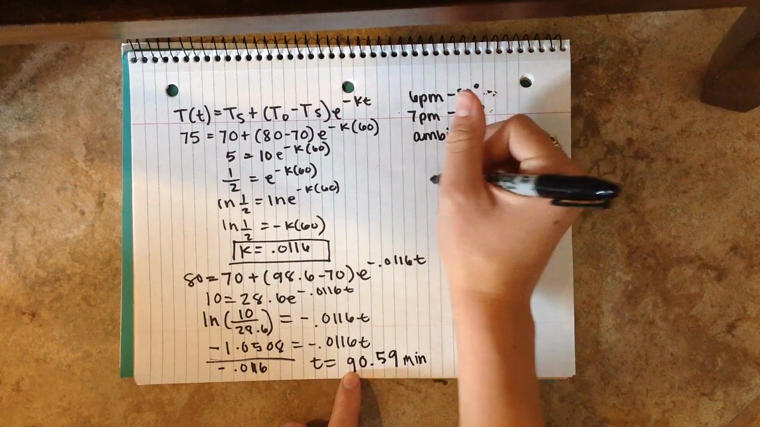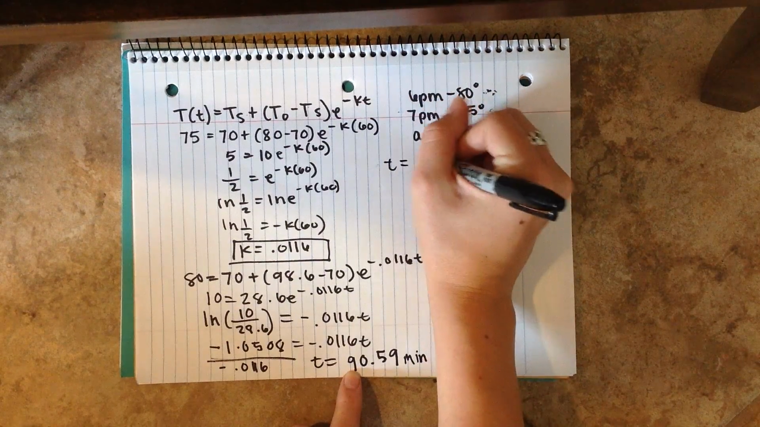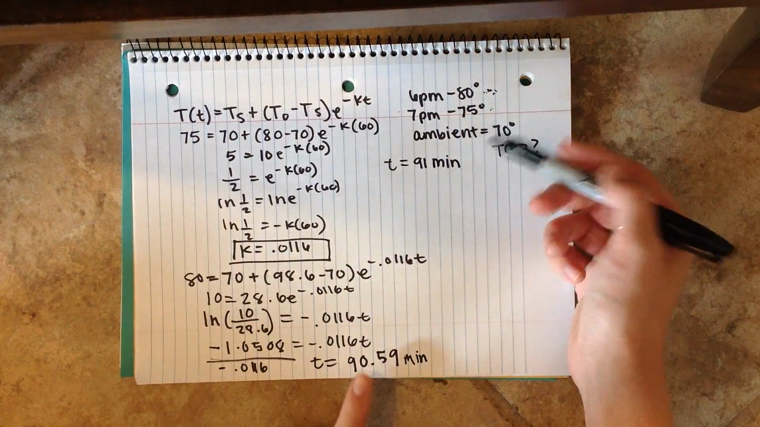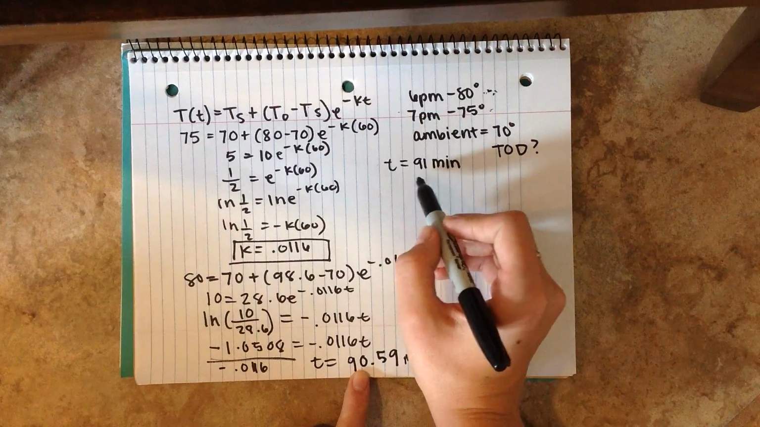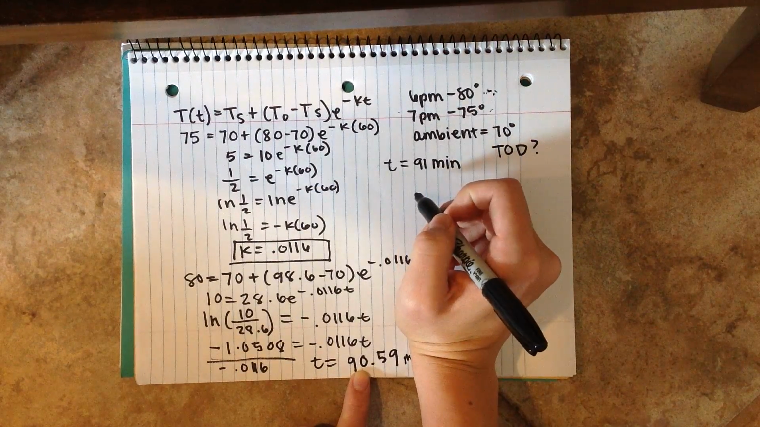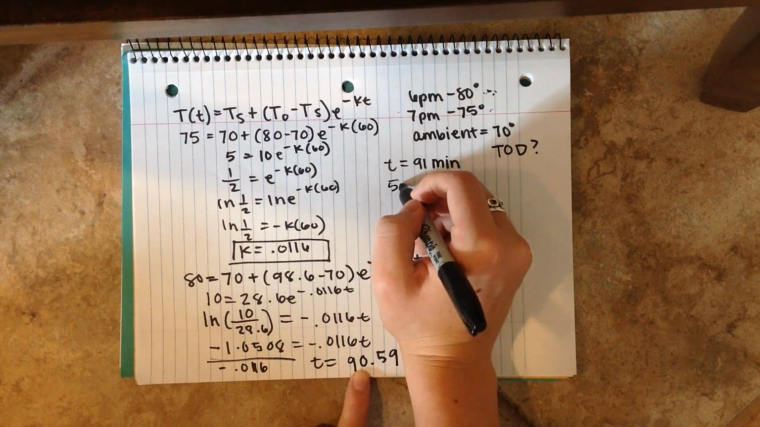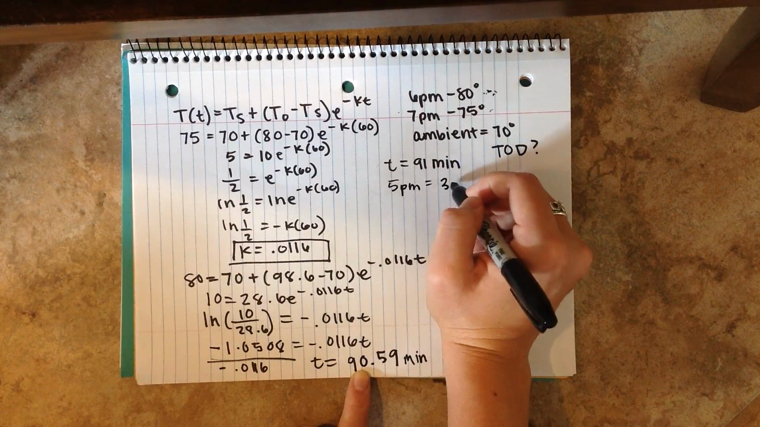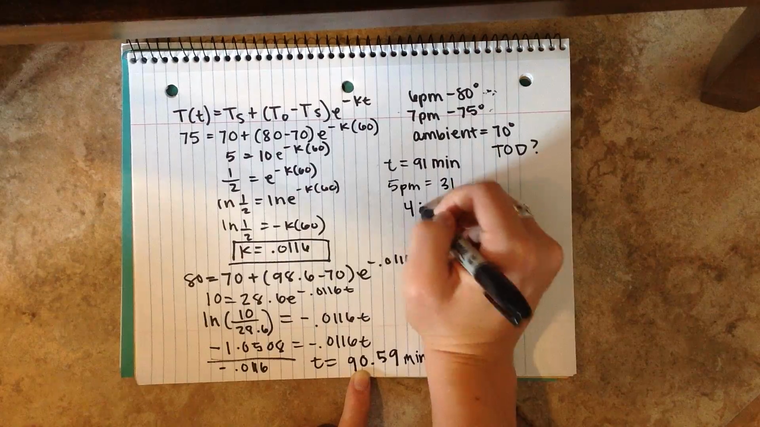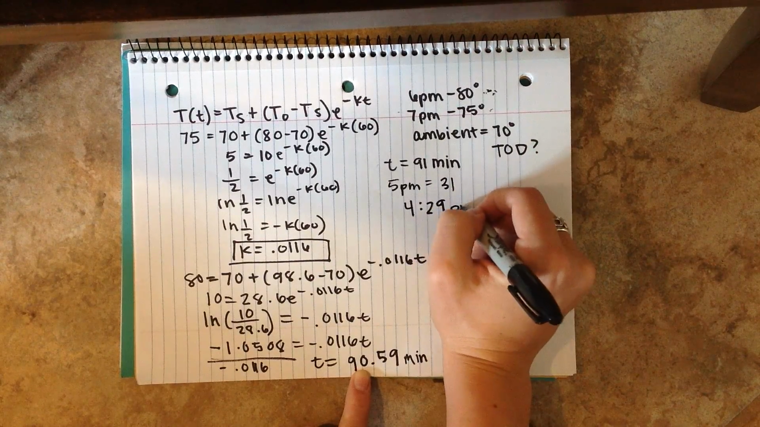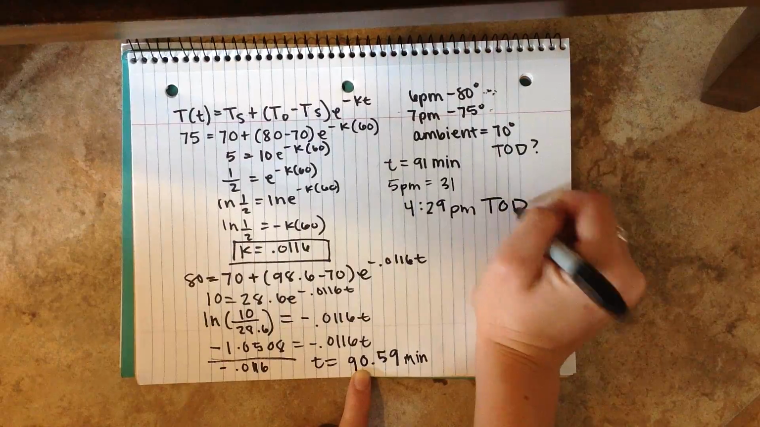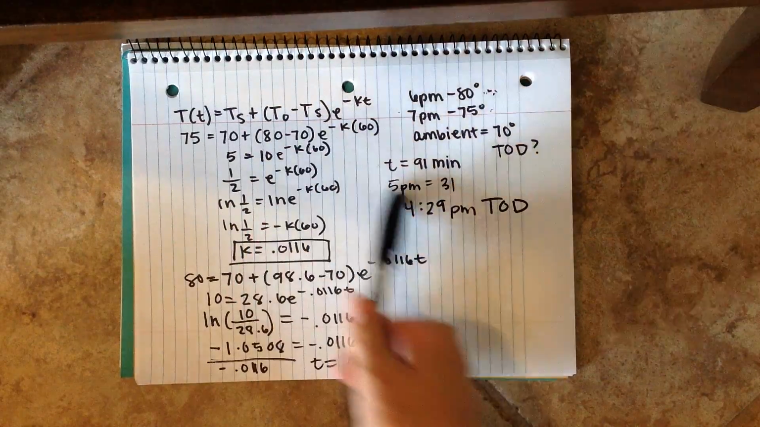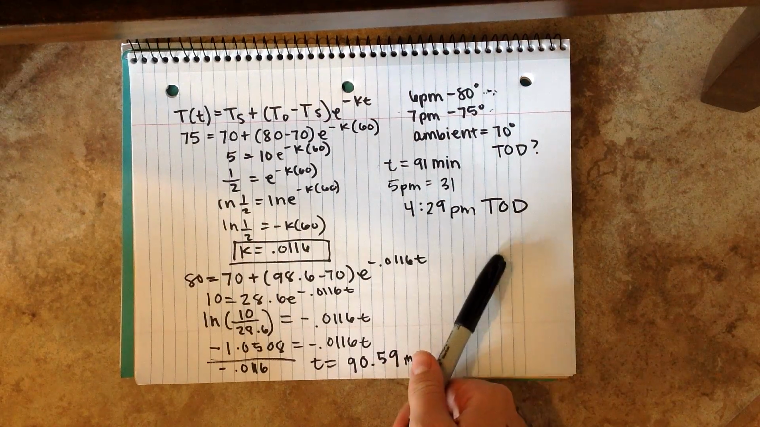So t equals 91 minutes. If we subtract this from 6 p.m., an hour before would be 60 minutes, so at 5 p.m., and we still have to subtract 31 minutes. I just think this is the easier way to do it. So it's 4:29 p.m. is the time of death of Mr. Phi. And that is how you use Newton's law of cooling to find the time of death of Mr. Phi. Thank you.